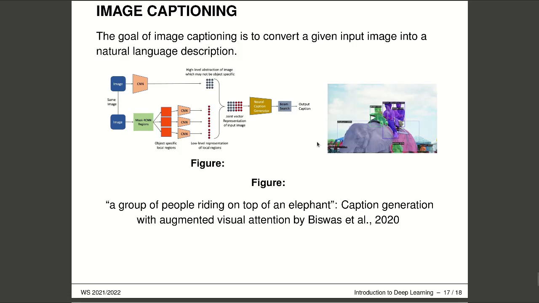For example, in this picture, as you can see here, the first task is that they detect the objects in the image, and at the end, in the neural caption generator, we get this sentence as an output: a group of people riding on the top of an elephant. So here is our input, and the output for this is this sentence: a group of people riding on the top of an elephant.